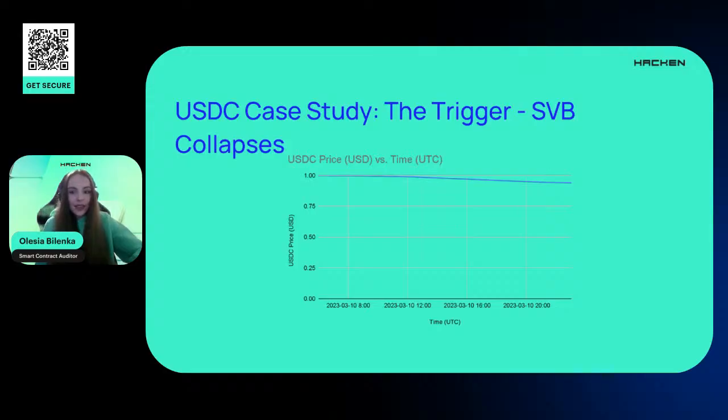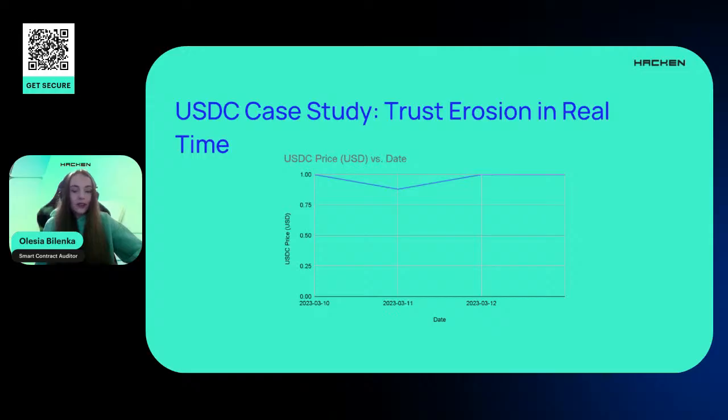This is the erosion in motion, when the market itself is collectively testing the peg. So it's not a crash, it's not a bug, it's a loss of belief. Once enough people started to doubt, the trust erosion loop started here and led to this price crash.